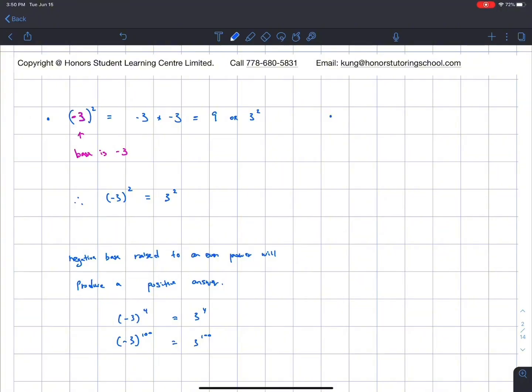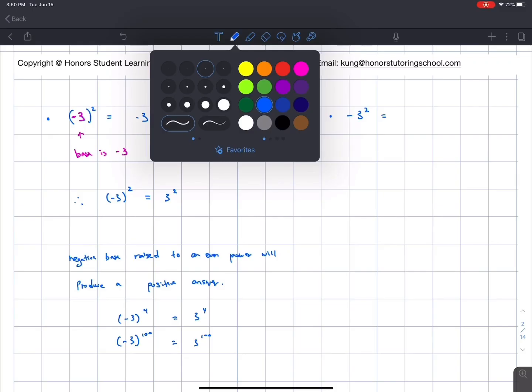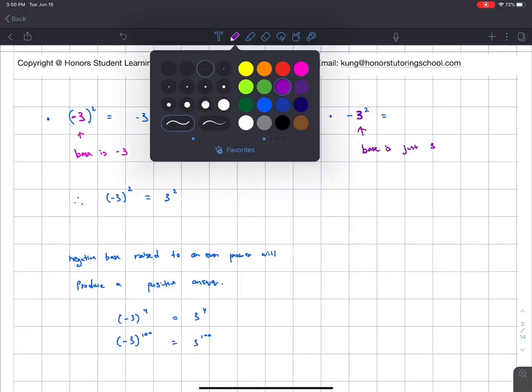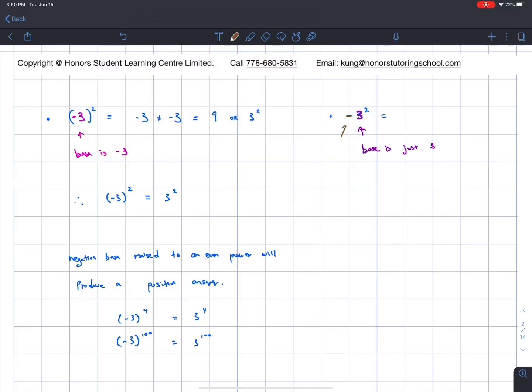Another one that I want you to consider is -3 squared. So this time, you need to know that the base is only 3. Because there's no bracket, we like to call that negative just a coefficient. So the base is just 3, not -3. This negative is called a coefficient. So we have a coefficient of -1. There's just an invisible one, we just don't write that out.